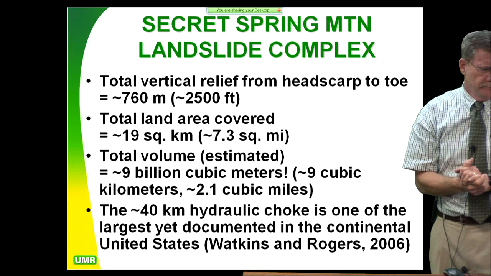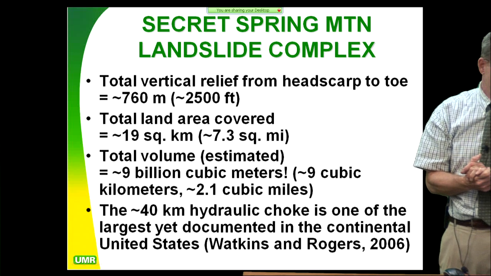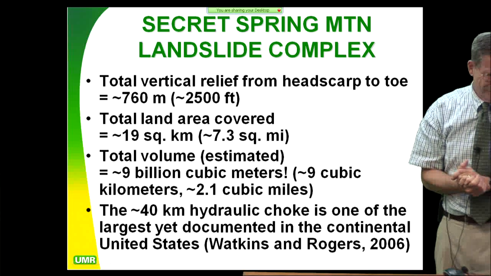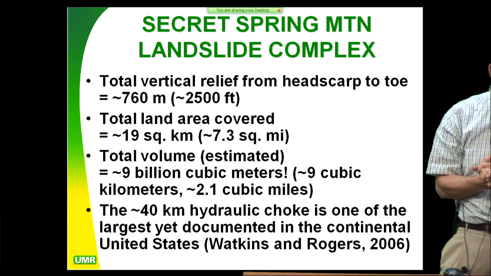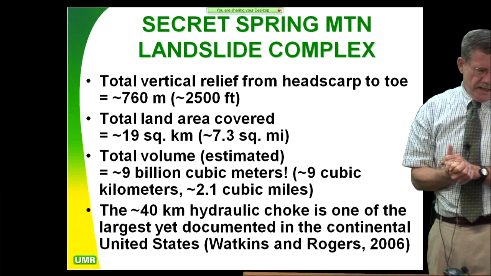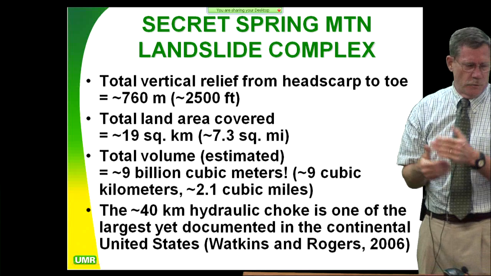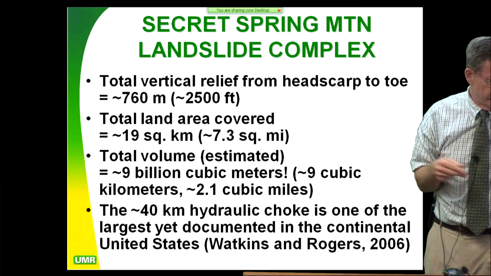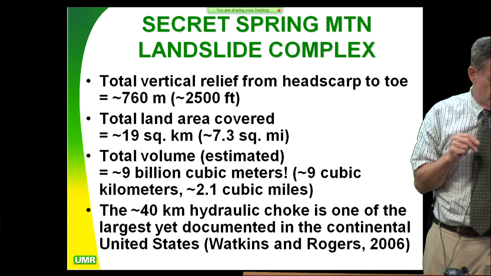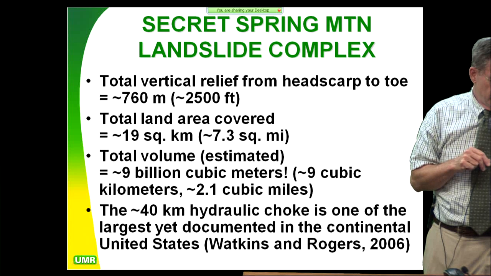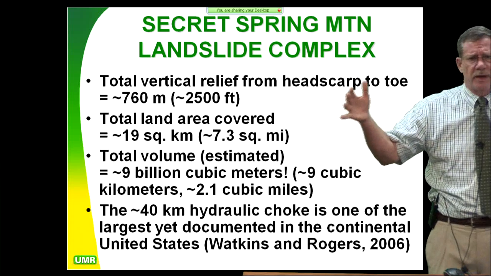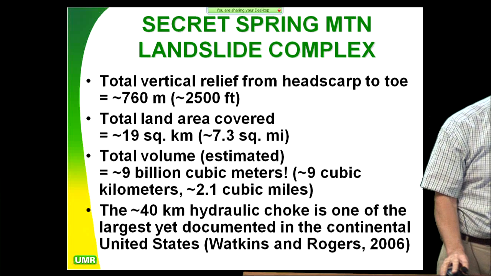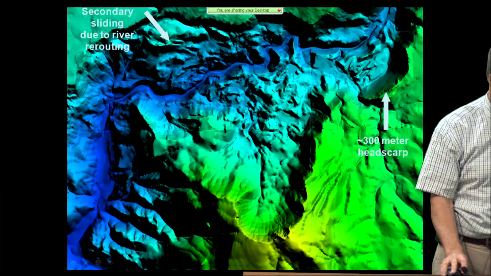So how big is this thing? 2,500 feet of vertical relief, about 7.3 square miles, 9 billion cubic meters. So it's not the biggest one. Connor's working on some; he has one in the Grand Canyon that's 30 billion cubic meters, and the one right across the river from it is 20 billion. So we have 50 billion cubic meters between two slides there. But with a 40-kilometer hydraulic choke, it's one of the largest yet documented. So 40 continuous kilometers where the river was blocked by this slide complex. That's a big slide. It's probably seismically triggered.